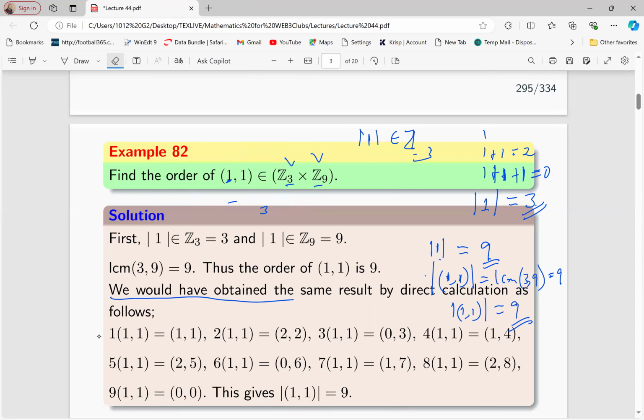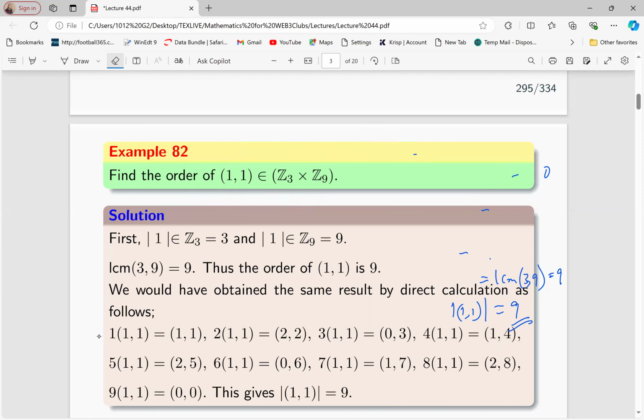The other way is from the definition of the order, and these are additive groups. So we are saying, what is the smallest n for which we add (1, 1) n times? How many times are we going to add (1, 1) to get the identity element? So I began: the first time when I add (1, 1) once, I just get (1, 1).